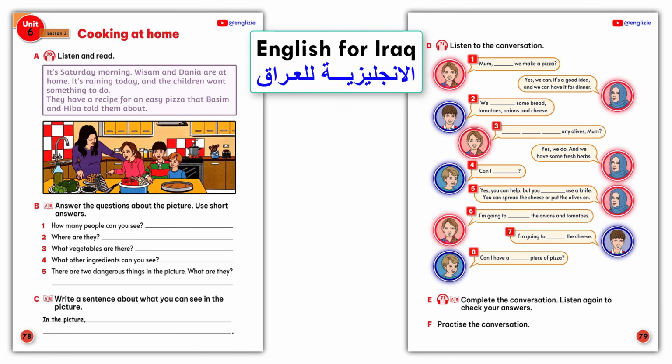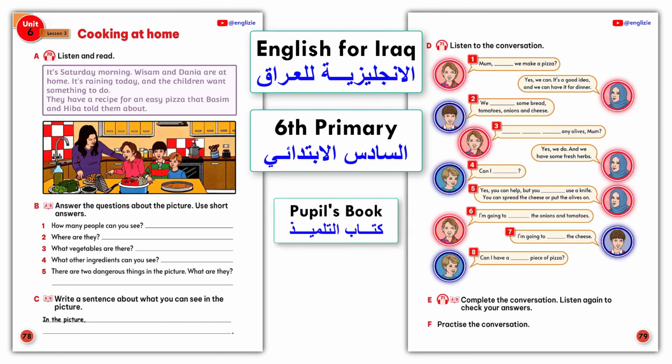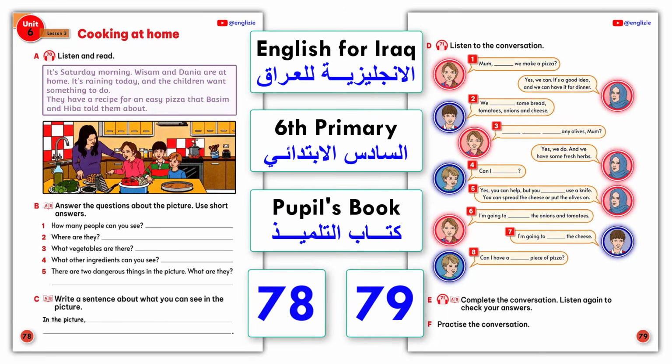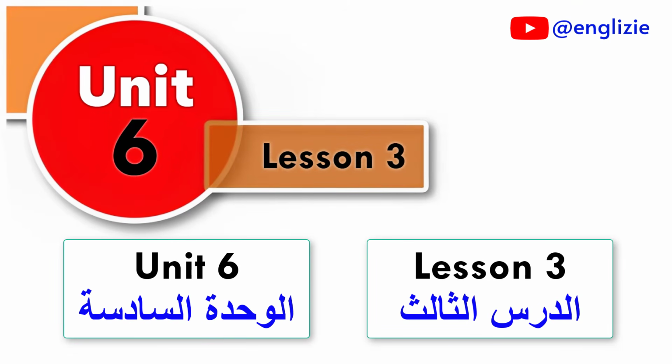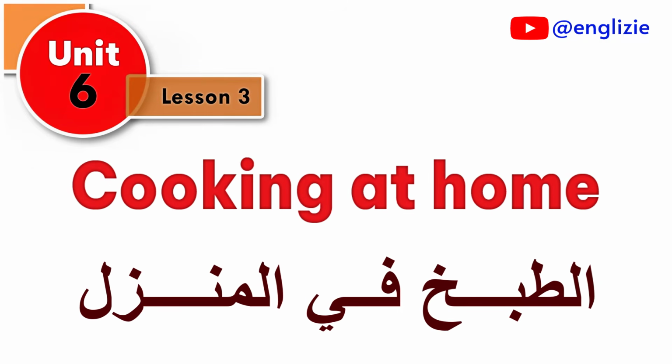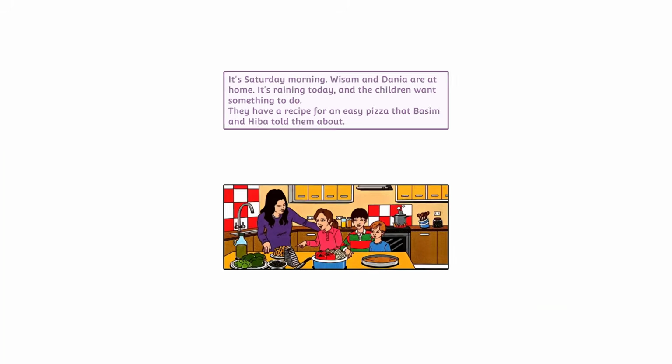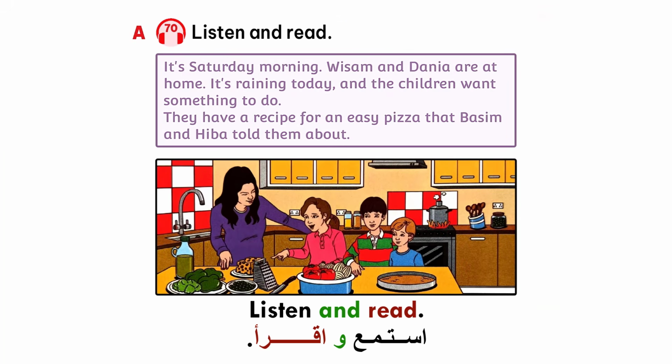English for Iraq, 6th Primary, Pupil's Book, page 78 and page 79. Unit 6, Lesson 3. Cooking at home. Listen and read.